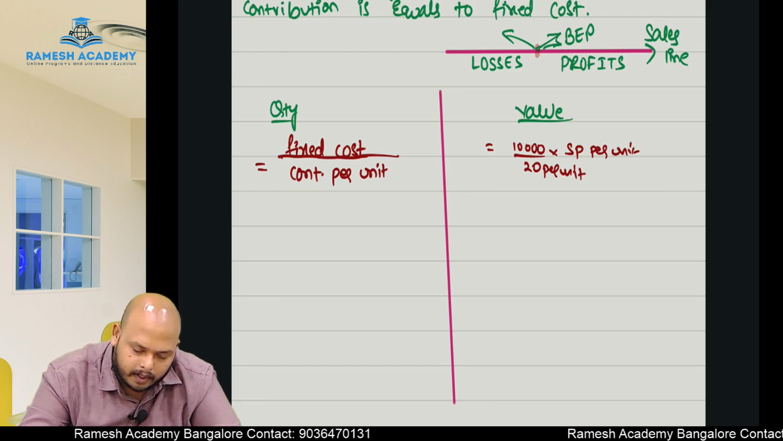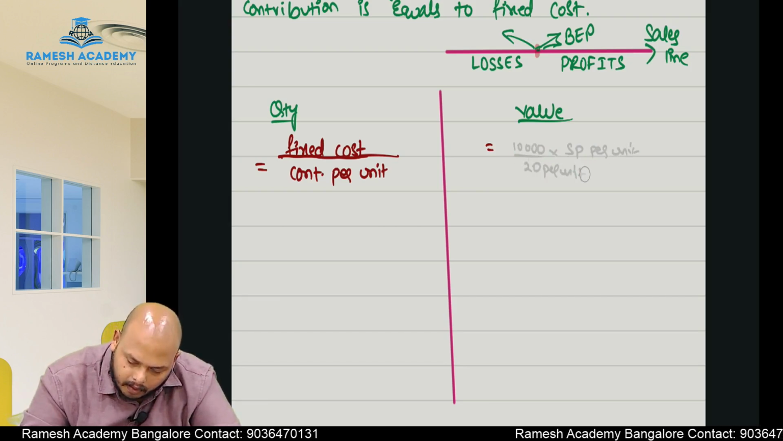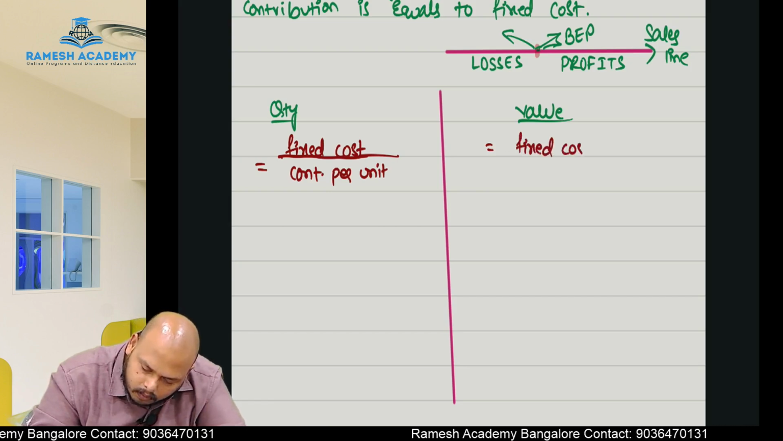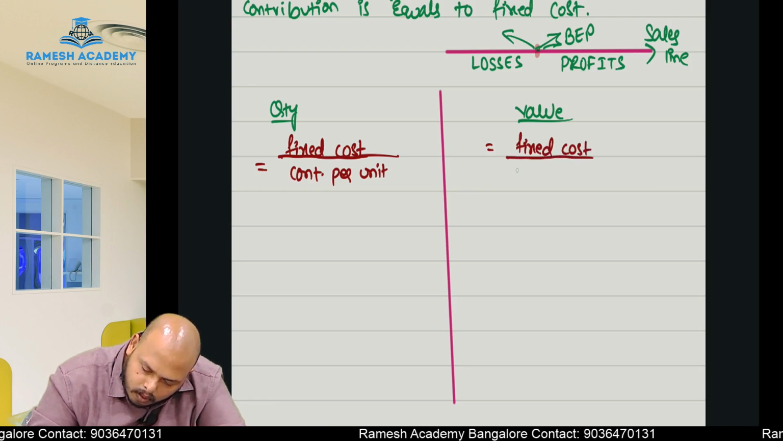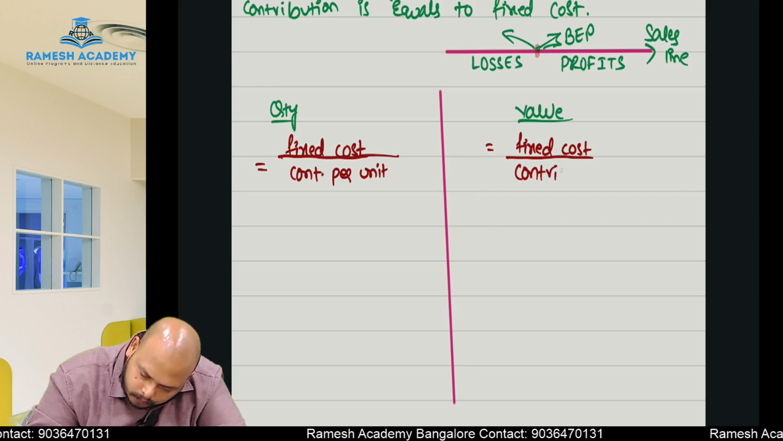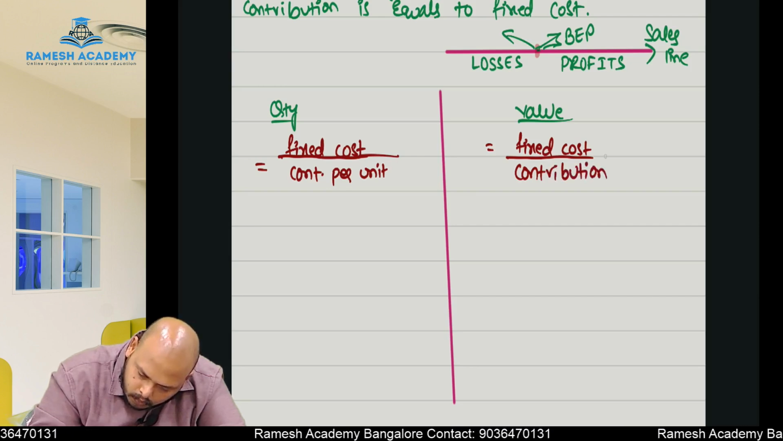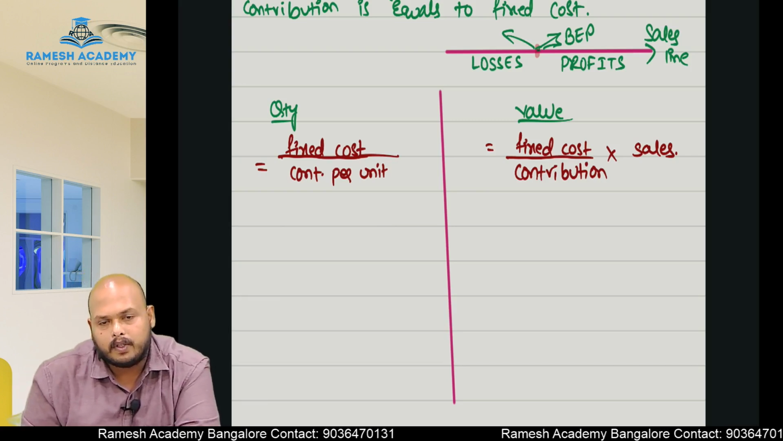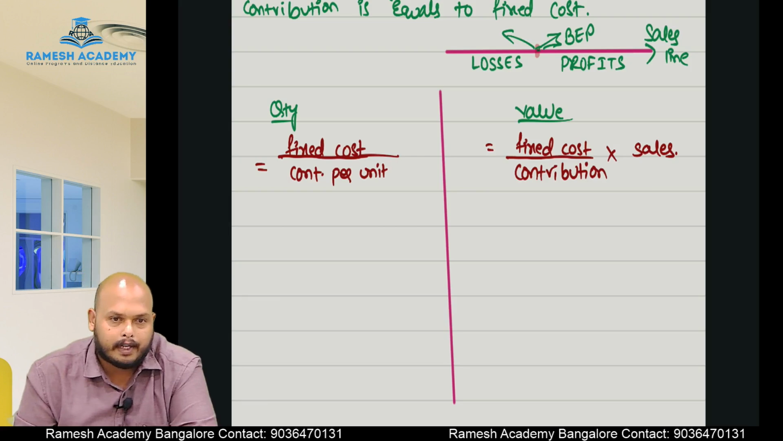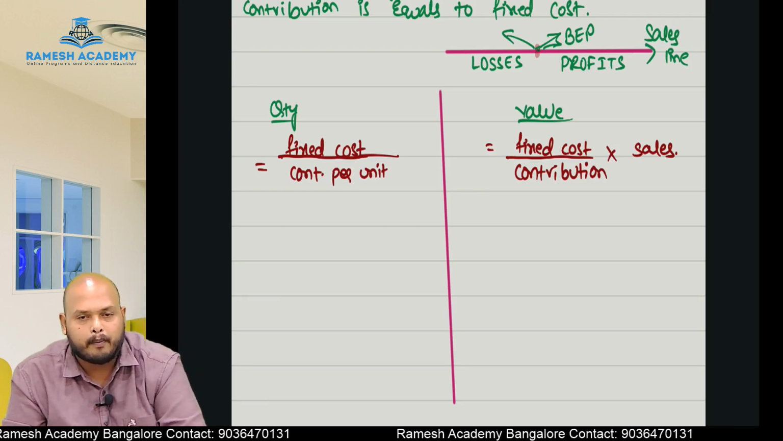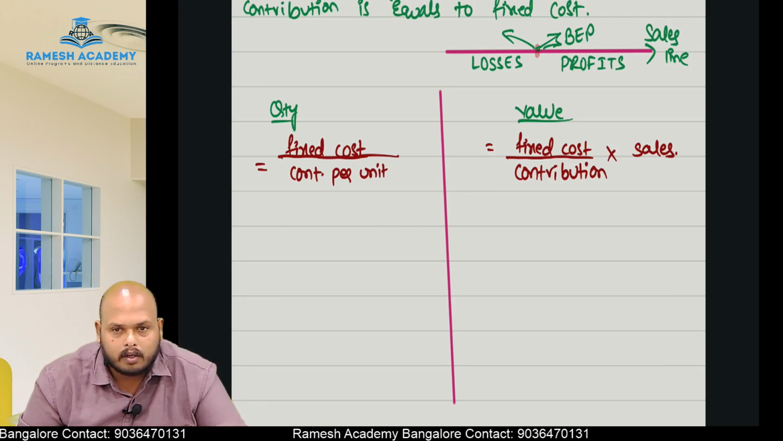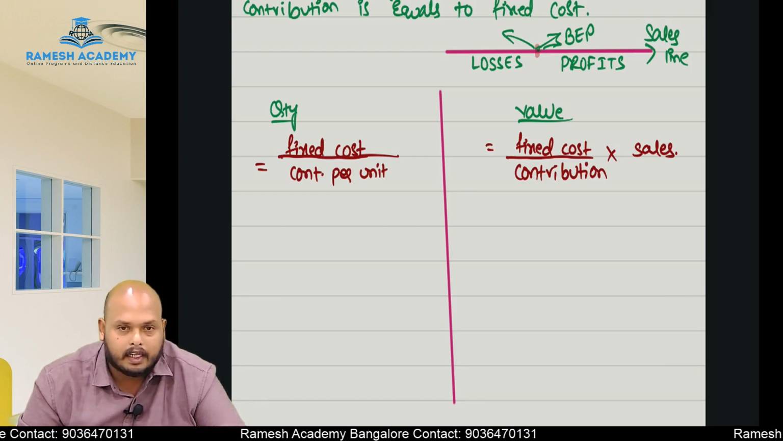So the formula we will use is fixed cost divided by contribution into sales. We won't use per unit. We will remove per unit from contribution per unit, and from sales also. So the formula will be fixed cost divided by contribution into sales.